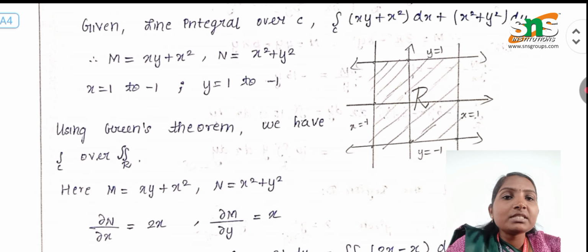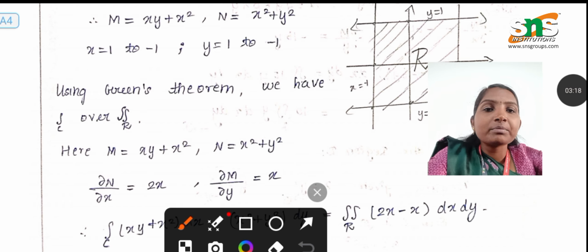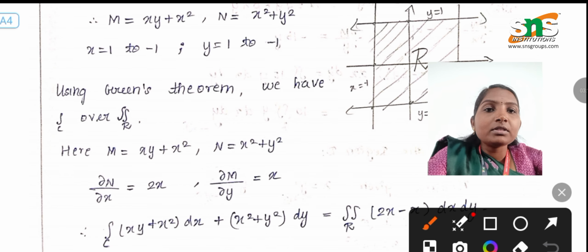So using Green's theorem, what do we have? Using Green's theorem, we have the integral over C is equal to the double integral over R. This is what we knew from Green's theorem. And here your m is xy plus x square and n is x square plus y square. Now we have to find the LHS using the RHS.